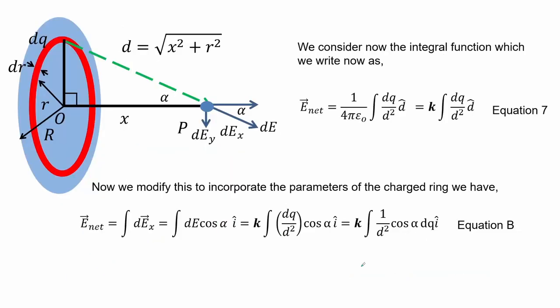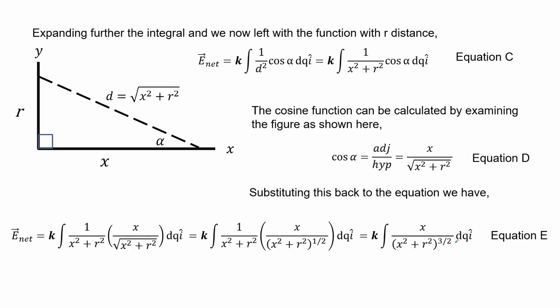We consider now the integral function, which we write as equation 7. We modify this function to incorporate the parameters of a charged disk as shown in equation B. Expanding the integral further, we are now left with the function with distance d as shown in equation C. The cosine function can be calculated by examining the figure as shown here in equation D. Substituting this back into the equation, we have function E.